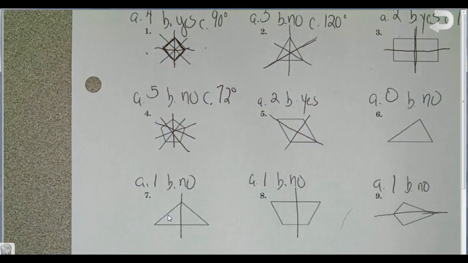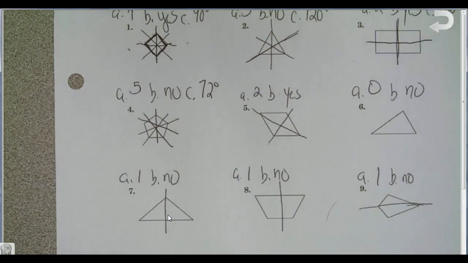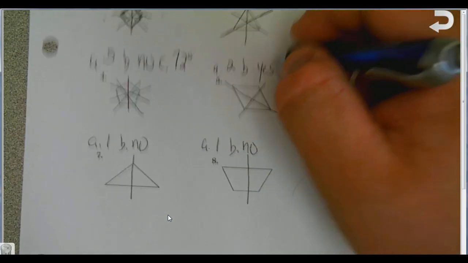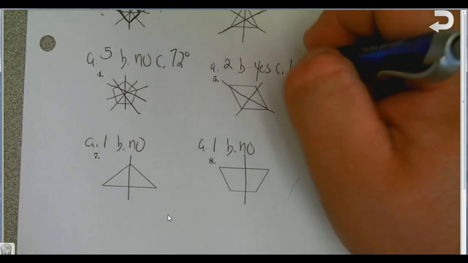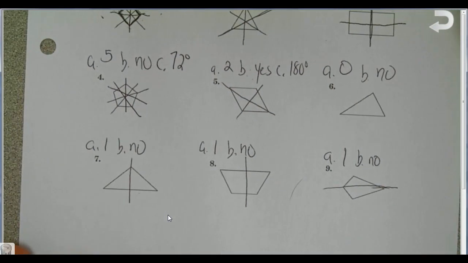Now, if you can't turn the shape and make it look the same, then it doesn't have rotational symmetry. Okay, so if you turn it one time around and that's when it finally looks the same, then it doesn't have rotational symmetry. So I'm just gonna walk you through. Obviously, number 5 still has rotational symmetry. Again, it's an irregular shape, so it's going to be at 180 degrees because it's going to take a half turn to get it all the way around.